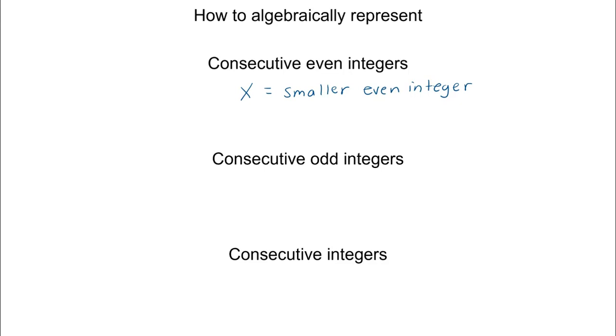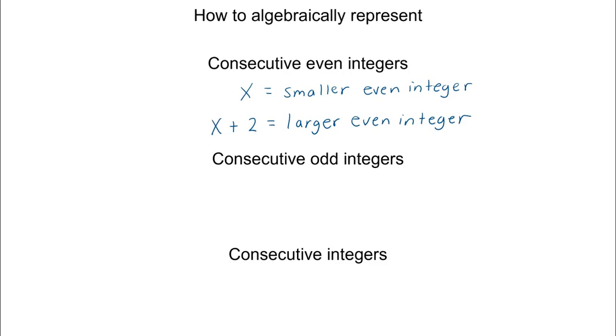How far apart are even integers on the number line? Like 6, 8, 10, 12, 14, 16. To get from one even integer to the next even integer, we would have to add 2 every time. So if x is a smaller even integer, then x plus 2 would give us the larger even integer. And that's how we're going to algebraically represent consecutive even integers. x will always represent the smaller, and x plus 2 will always represent the larger even integer.